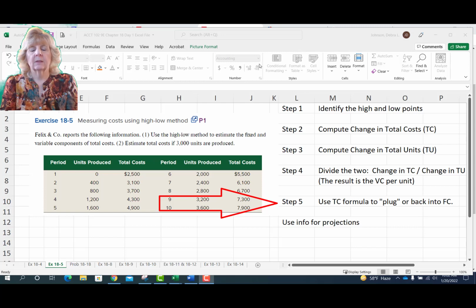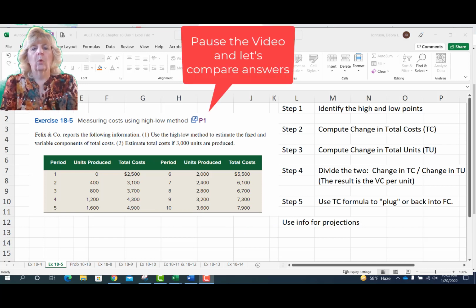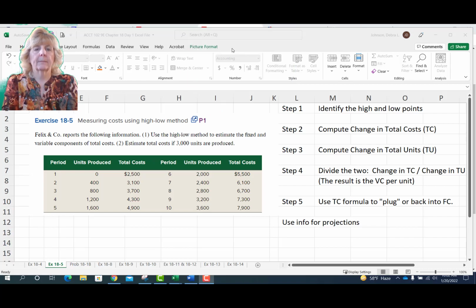So step 5 says use the total cost formula to back into the fixed costs. Once we know how much of that cost structure is variable and how much is fixed, we can use that information to do a projection. In this case, requirement 2 asks us to do a projection if 3,000 units are made. Pause the video, walk yourself through those steps, and then let's compare answers.